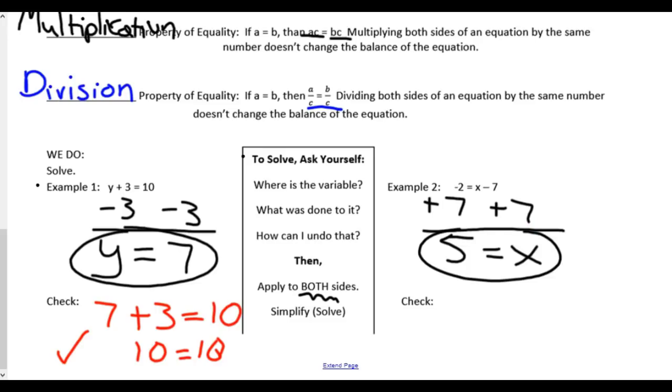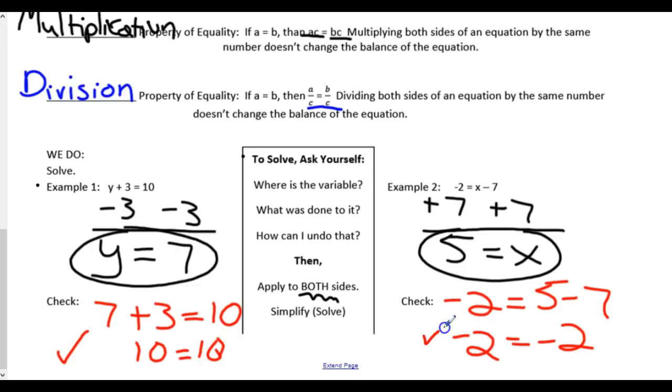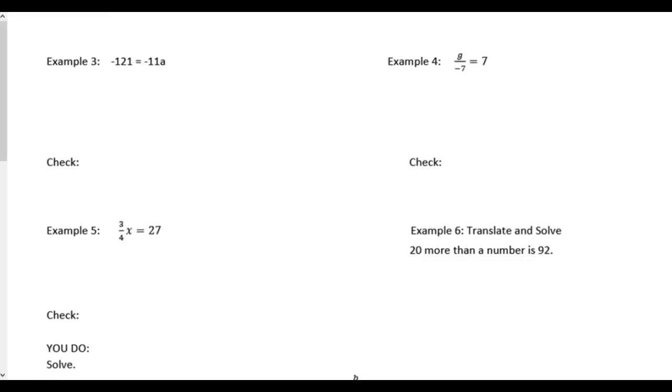Quick check to make sure we did it right. Negative 2 equals, our x that we got was 5, minus 7. 5 minus 7, small minus big, is in fact a negative 2. So we know we did it right. On to the next page, notes. A couple more examples together.